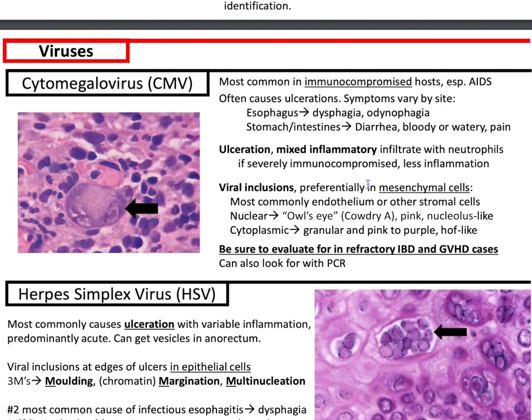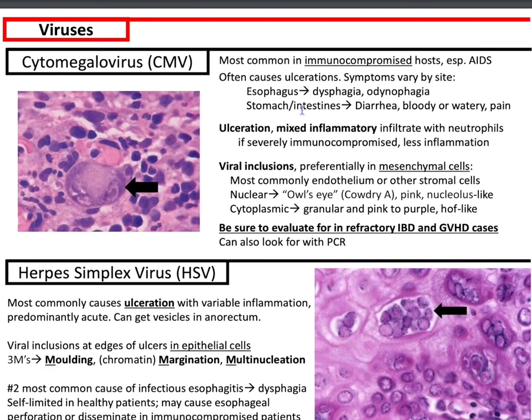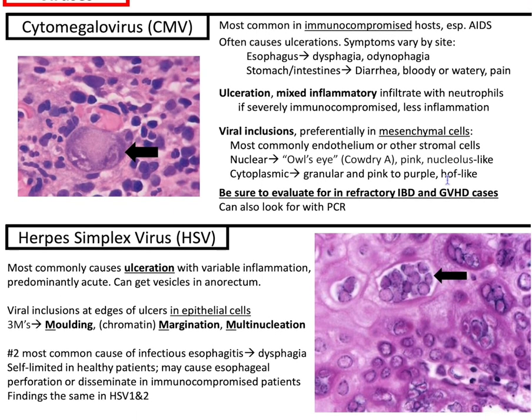Often causes ulcerations. Esophagus, you can get them. You'll have dysphagia, odynophagia, or pain with swallowing. And then stomach, intestines, you can get diarrhea, bloody or watery, and pain. You can see an ulceration endoscopically, and then histologically, you can see the ulcer with mixed inflammatory infiltrate with neutrophils. If they're severely immunocompromised, then you'll have less inflammation.